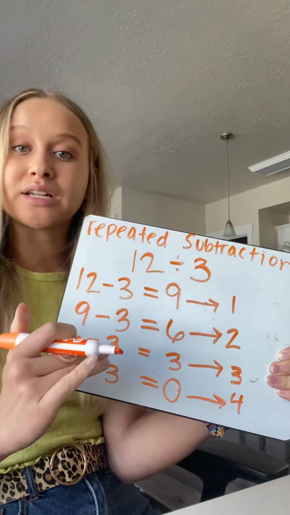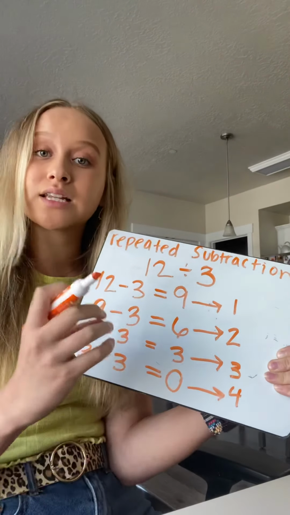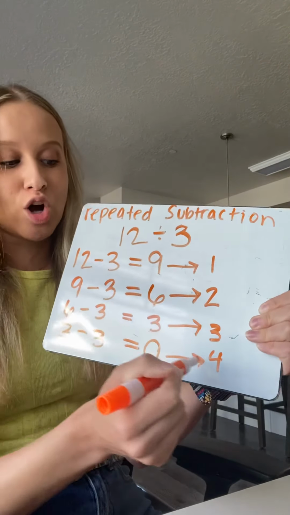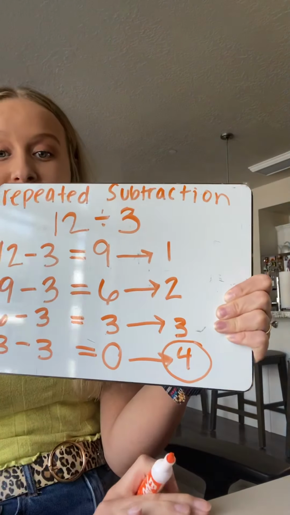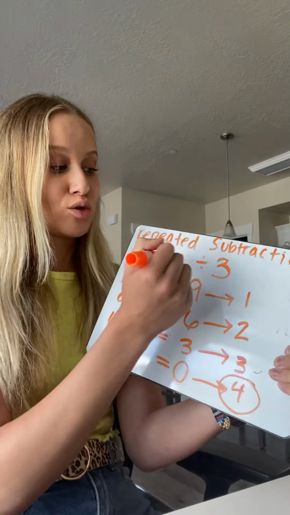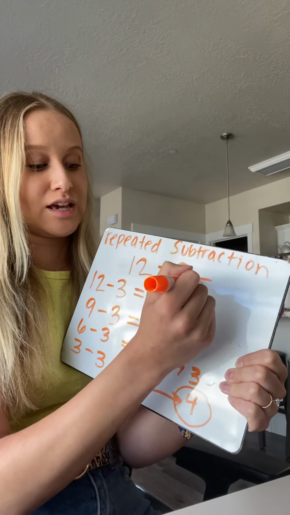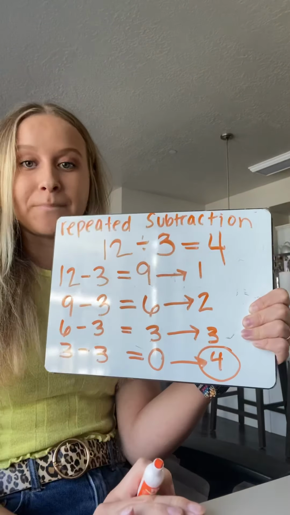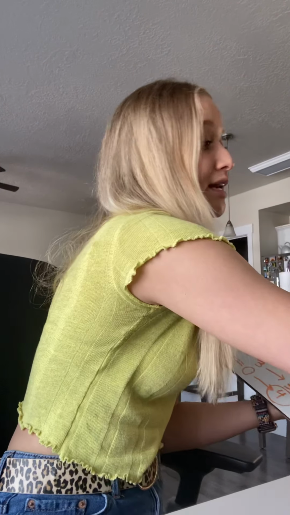You want to do repeated subtraction until you get to the number 0. So that's the fourth time that I subtracted and I got to 0. So 12 divided by 3 equals 4. Okay, so that's my orange marker. I'm going to set that aside for repeated subtraction.